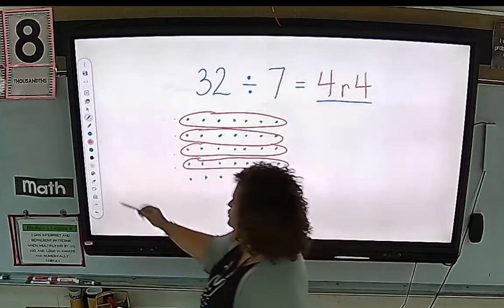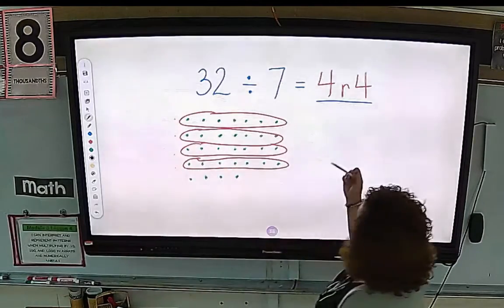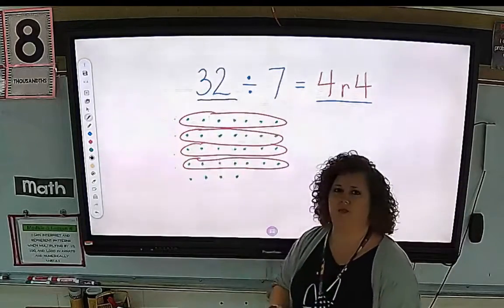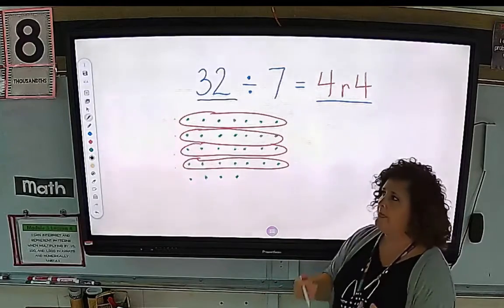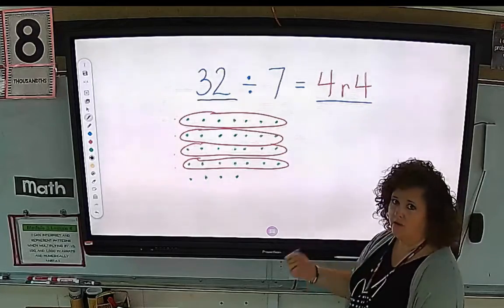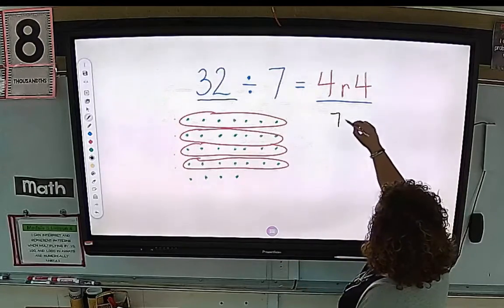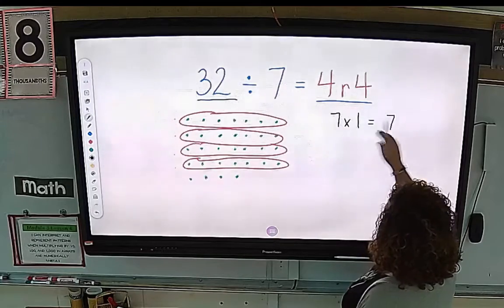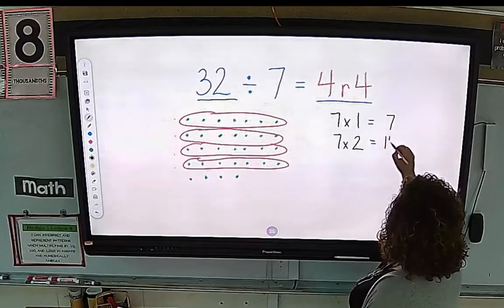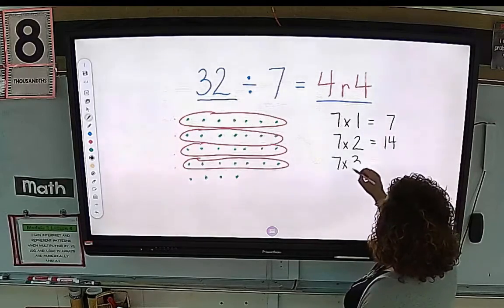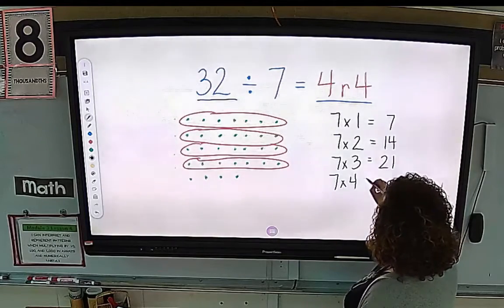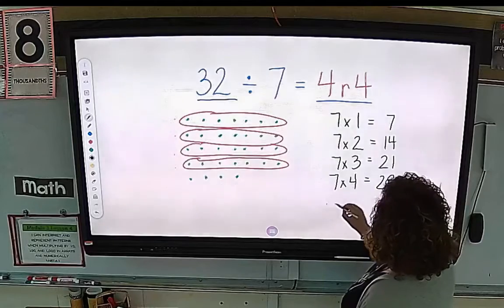Okay, if you chose to do multiplication facts, then we are going to try to get as close to 32 as we can with groups of 7, with our 7s, our multiplication facts with 7, without going over. So we've got 7 times 1 is 7. That's one group of 7. 7 times 2. 2 groups of 7. 7 times 3. 3 groups of 7. 7 times 4. Okay, and 7 times 5.